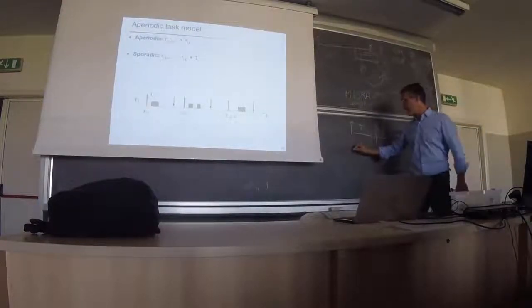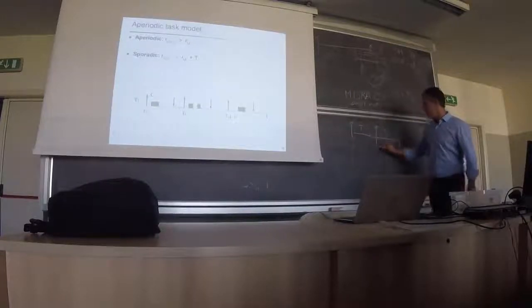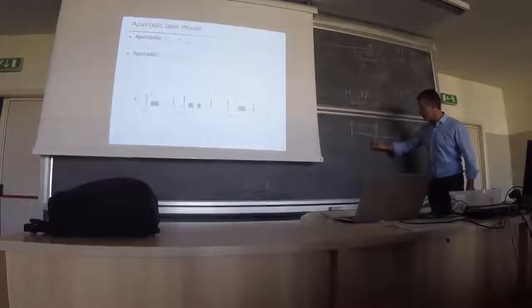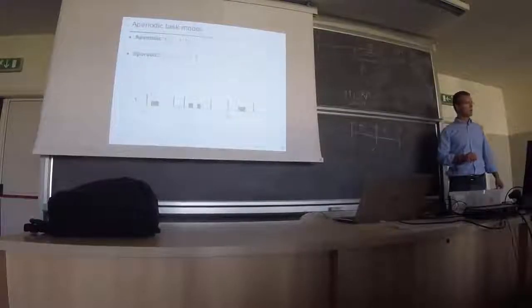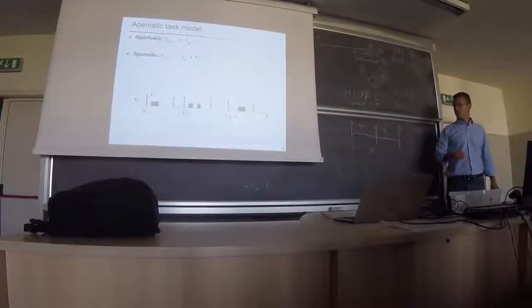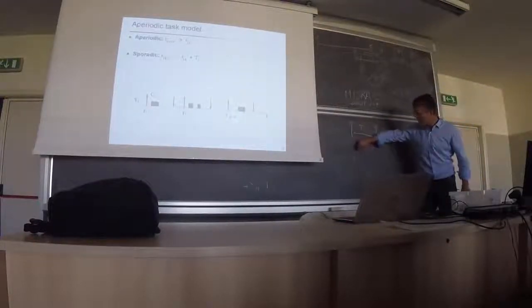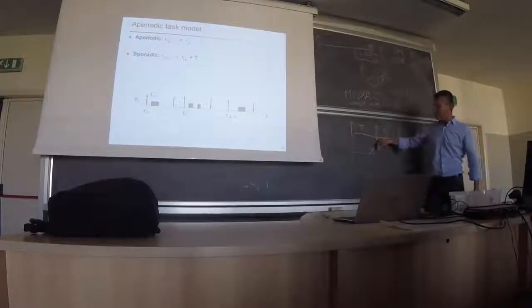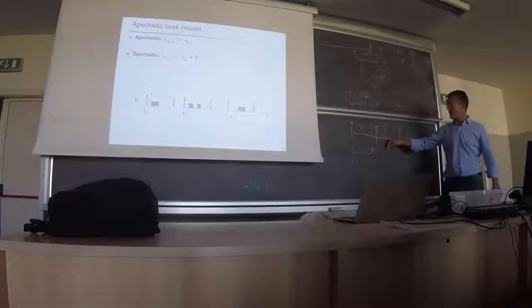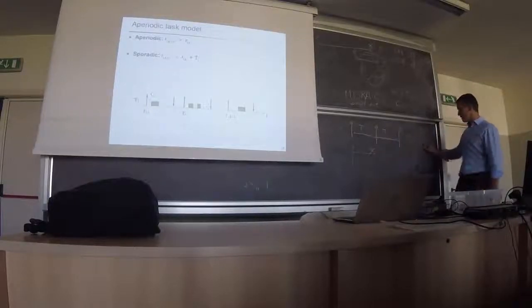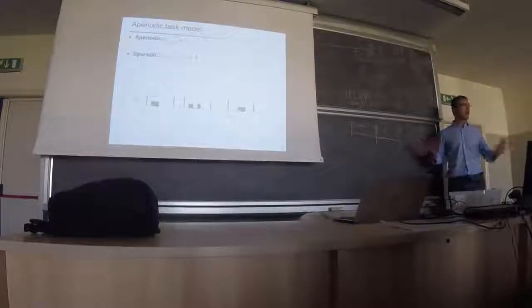In a sporadic, the next one may happen maybe here, or may happen here, here, here, here, but can never happen here. Did I make my point? So Ti is the minimum inter-arrival time. It will never be less than that. It could be higher than that. So the next one can even arrive here, okay? That's compliant with the sporadic task model.